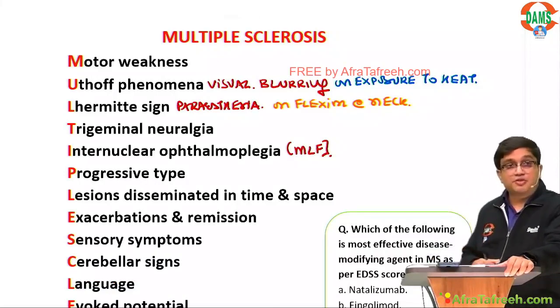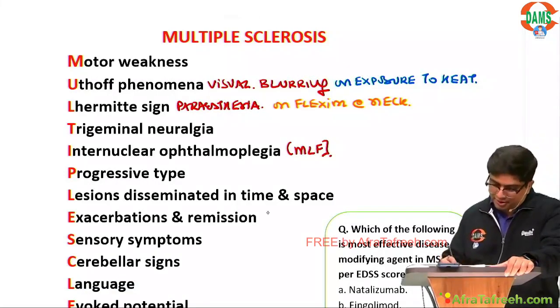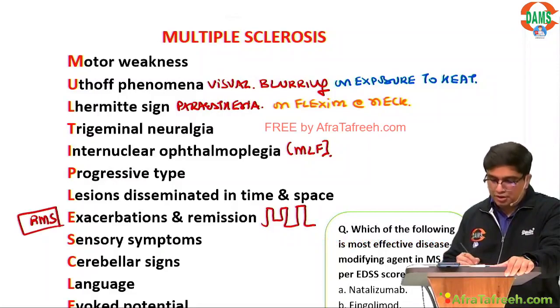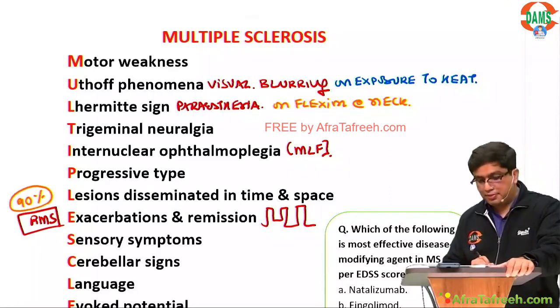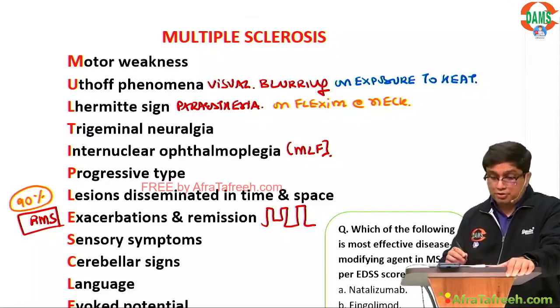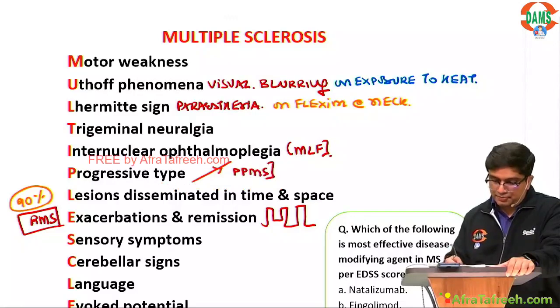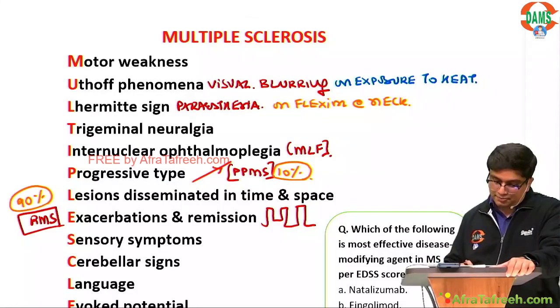Usually in these patients, you've got exacerbation and remission in this format that we know as relapsing multiple sclerosis. That is seen in approximately 90% of the cases. And progressive type could also be seen in them, in which the thing keeps on increasing. That is known as primary progressive MS. That is seen in approximately 10% of the patients.